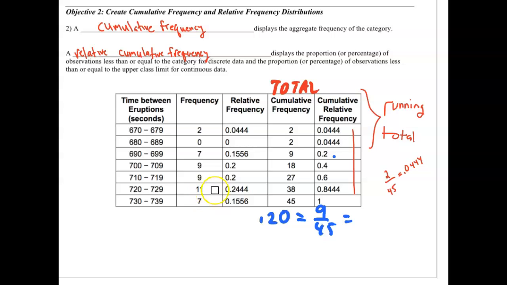You can see the most often occurrence is 11 times between 720 and 729 seconds. And so this is again a way to organize our material, our data.